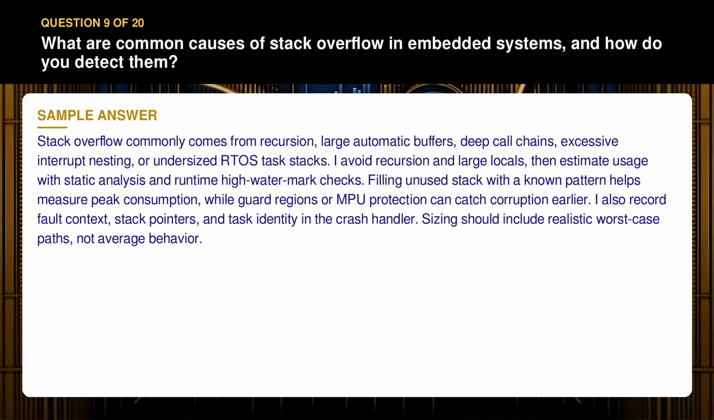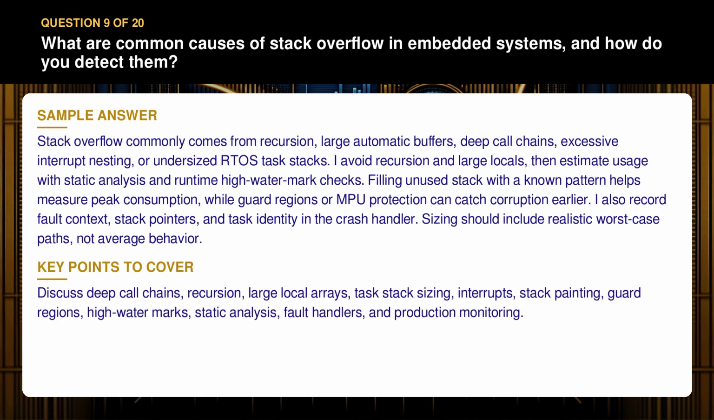Filling unused stack with a known pattern helps measure peak consumption, while guard regions or MPU protection can catch corruption earlier. I also record fault context, stack pointers, and task identity in the crash handler. Sizing should include realistic worst-case paths, not average behavior. Discuss deep call chains, recursion, large local arrays, task stack sizing, interrupts, stack painting, guard regions, high watermarks, static analysis, fault handlers, and production monitoring.